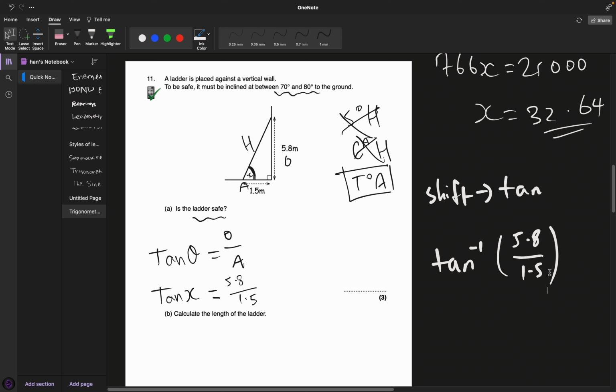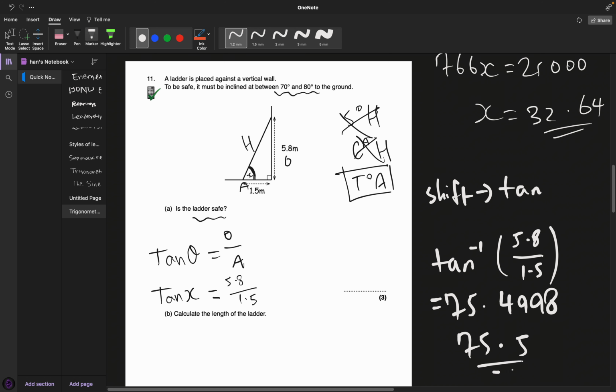Try that out on your calculators. So shift tangent, that'll give us tangent -1 bracket something. Fractions 5.8 divided by 1.5. Close brackets. That'll give us an answer of 75.4998. To 2 decimal places, that'll be 75. Well, that's going to round up again, so 75.5 actually. And that'll be equal to x, which is the angle that we're looking for here.